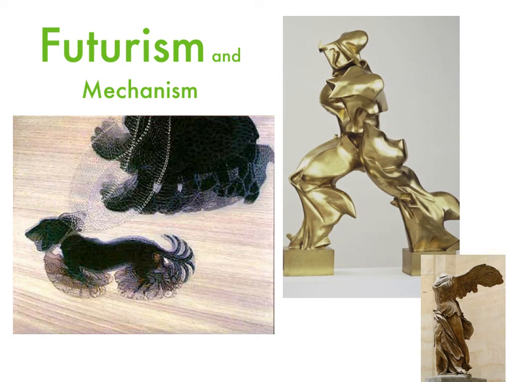And you can see here in the image on the right, this is Umberto Boccioni's Unique Forms of Continuity in Space from 1913. It was cast in 1931 as a bronze. Now, your book claims that it shows Mercury, the messenger of the gods, and the book claims this because the feet of the figure almost seem to be winged feet.